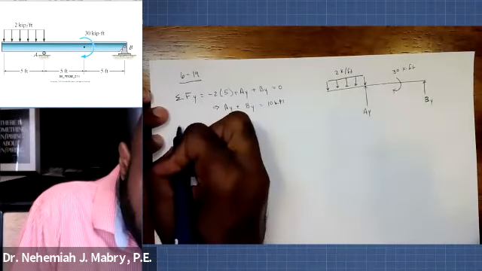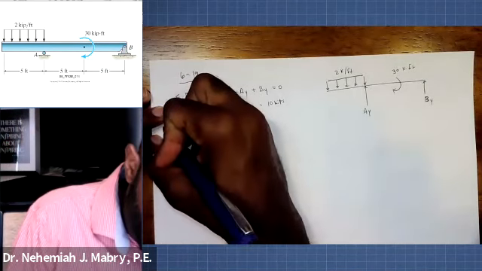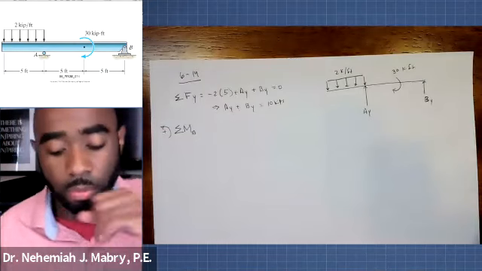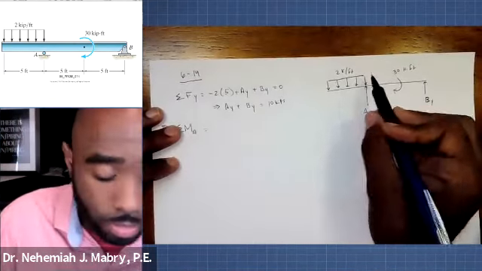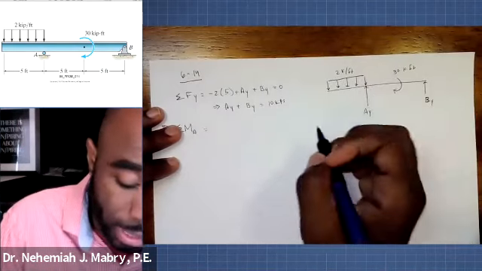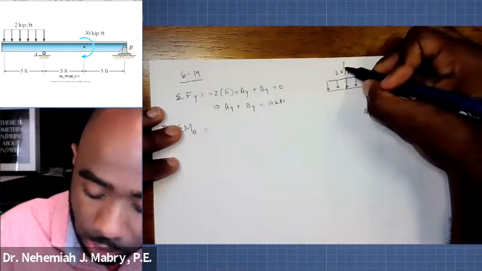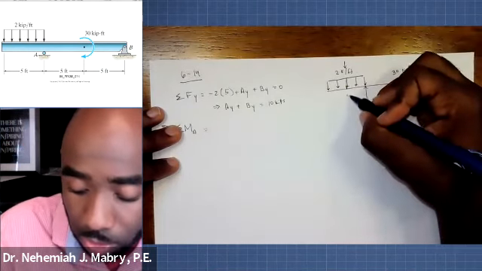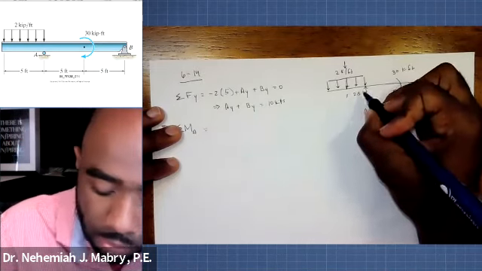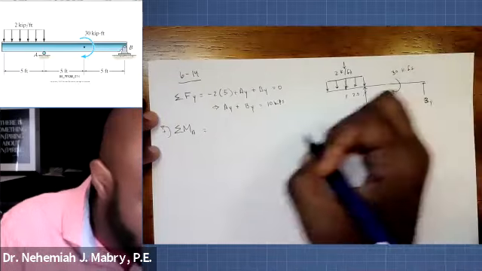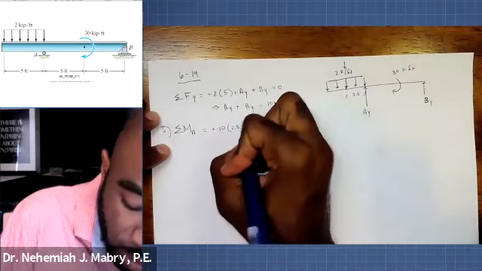Next one, let's sum the moments about, let's say A, because we want to get rid of one of these unknowns so we can solve for both of these. Sum of the moments about A. 2 times 5 is 10 times the location or the distance of the resultant. Well, this is halfway through it. That's 5, so this should be 2.5. And that's going to create a positive moment. So we can say positive 10 times 2.5.